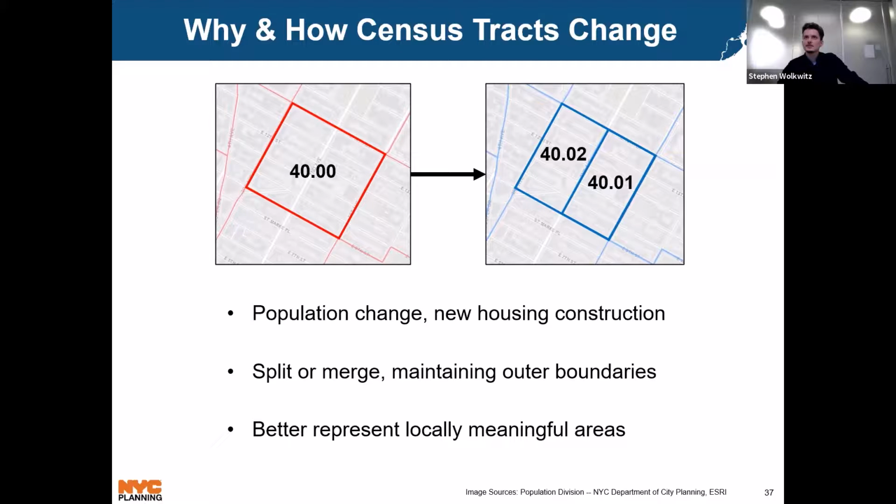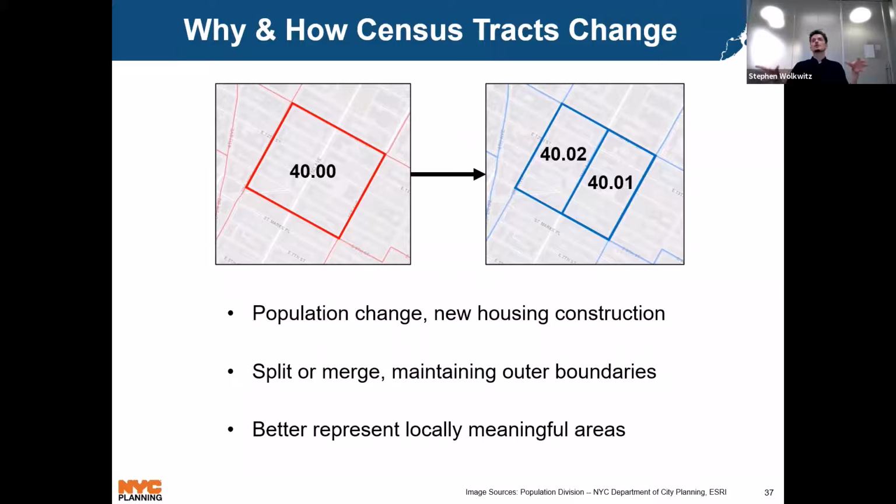Now, when census tracts split or merge, the Census Bureau tries to have them do so in a way that maintains the outer boundaries so that they can maintain historical continuity. So I've illustrated what I mean by that above with Census Tract 40.0 in Manhattan. That was the 2010 Census Tract on the left, which was split for 2020 into 40.01, 40.02. You see it was done so it maintains that outer box, splits along the middle.